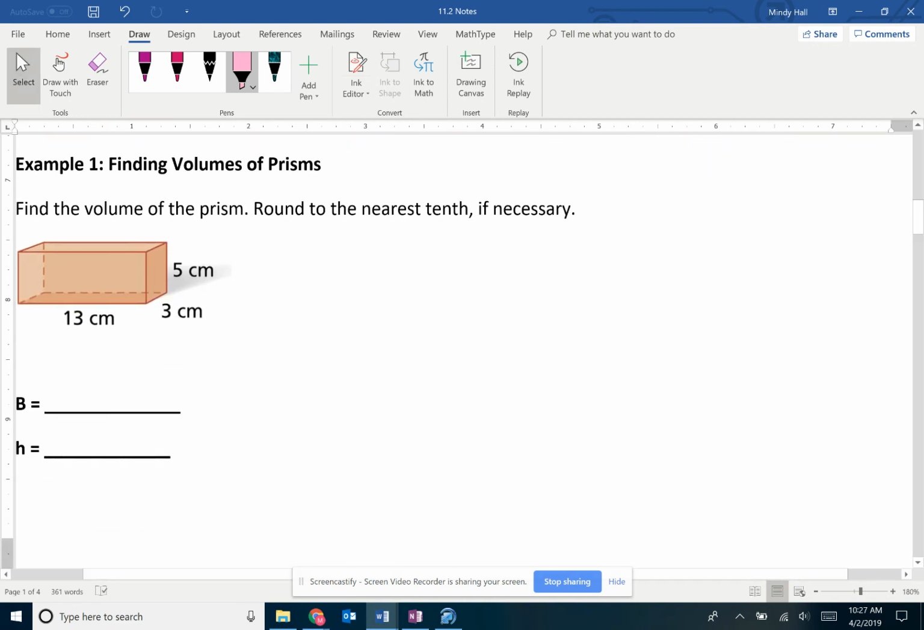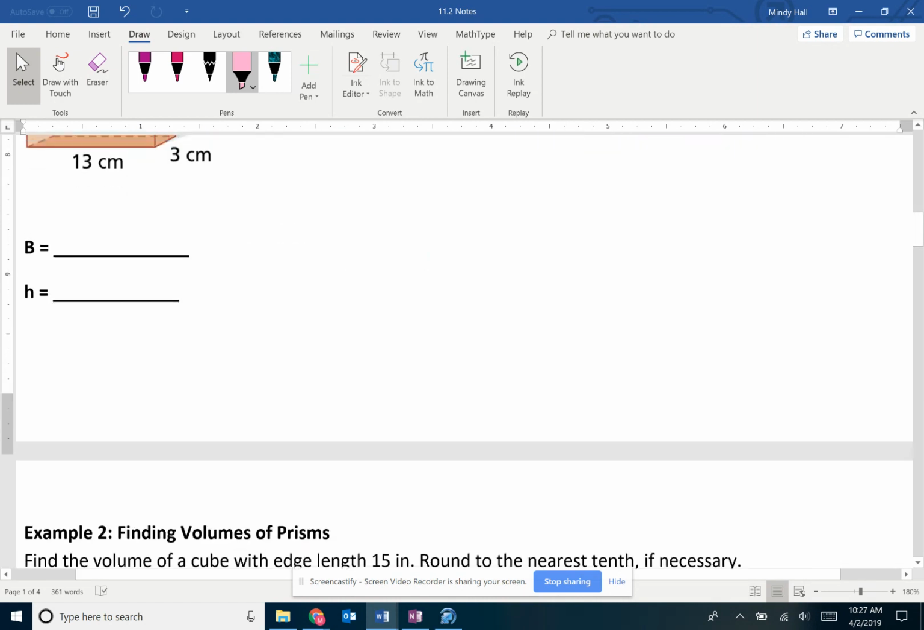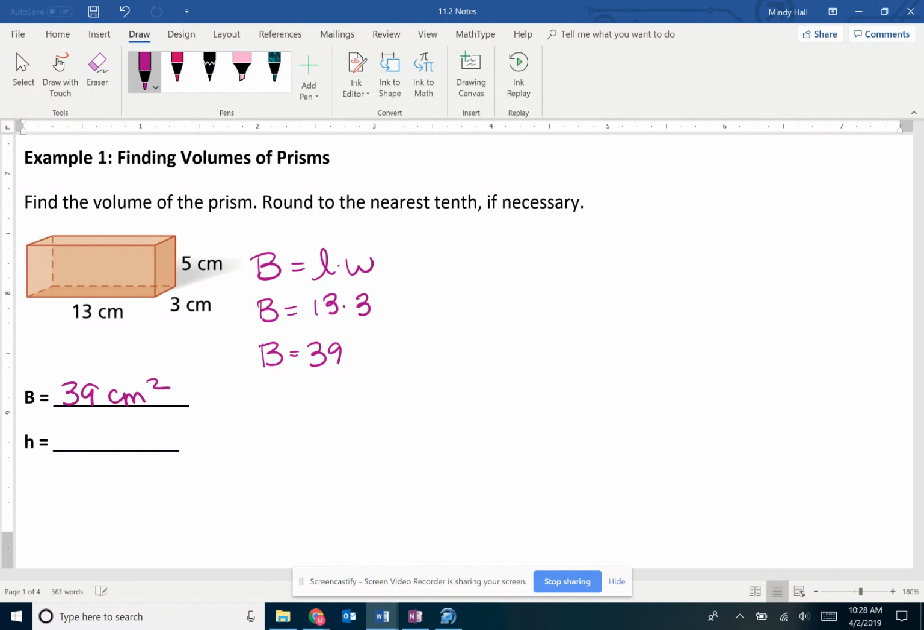So starting off with a straightforward one, we just have a regular rectangular prism. So looking at this, B is our base area. And even though we are used to writing A equals length times width and all of that, if it makes it easier, you can just use your big B. My base area is length times width. Well, in this case, my length is 13 and my width is 3. So 13 times 3 is 39. So we have our base area is 39 centimeters squared. And then my height is 5 centimeters.